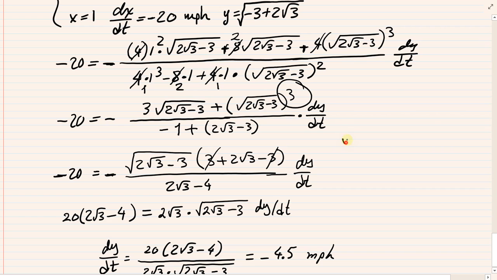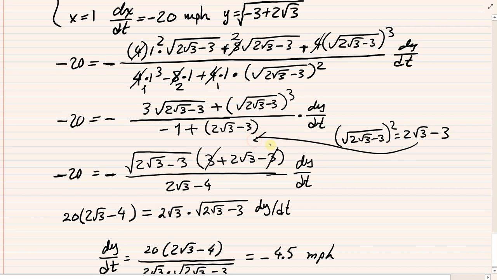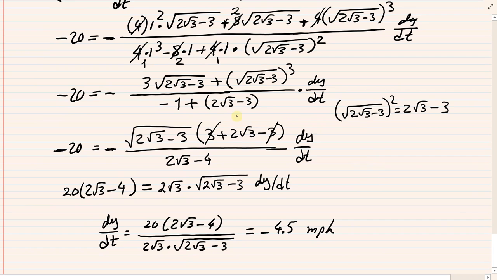So that leaves me with the square root of 2 root 3 minus 3 squared. And with that, I lose the radical. I just get 2 root 3 minus 3. And that's how I got the denominator. That's what I have over here now. And then once I did that, I combined like terms in the denominator. Negative 3, negative 1 makes negative 4. That's how I got this negative 4 down here.